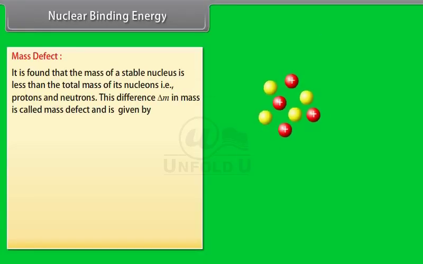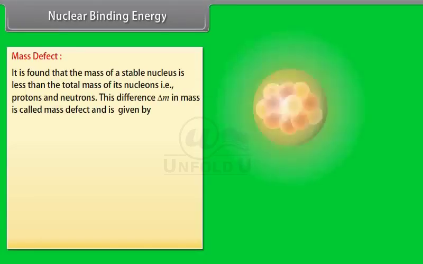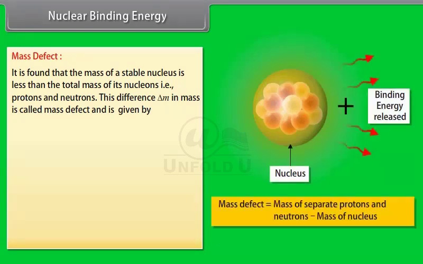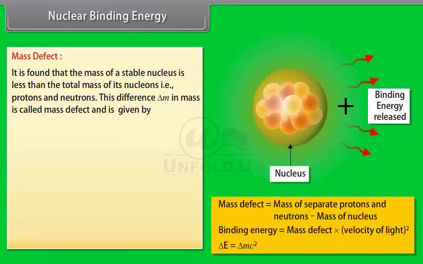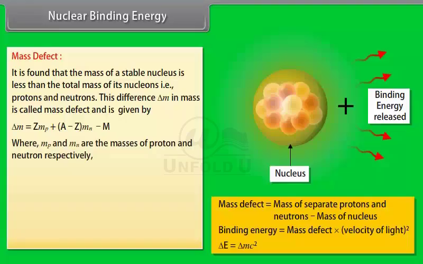Nuclear binding energy. Mass defect. It is found that the mass of a stable nucleus is less than the total mass of its nucleons, that is protons and neutrons. This difference Δm in mass is called mass defect and is given by Δm = [Zmp + (A - Z)mn] - M, where mp and mn are the masses of proton and neutron respectively. M is the actual mass of the nucleus.